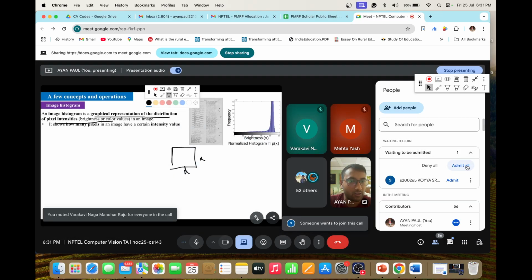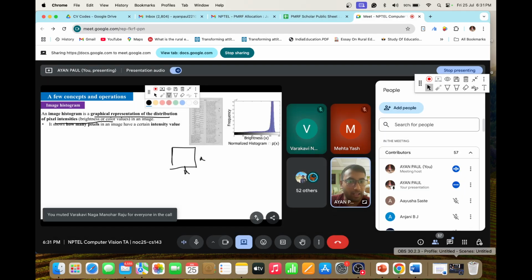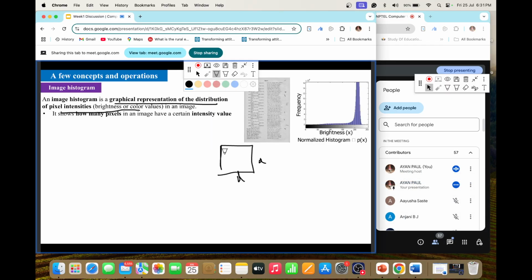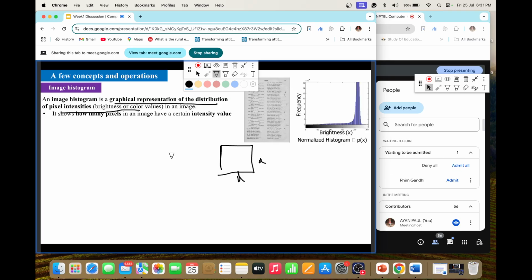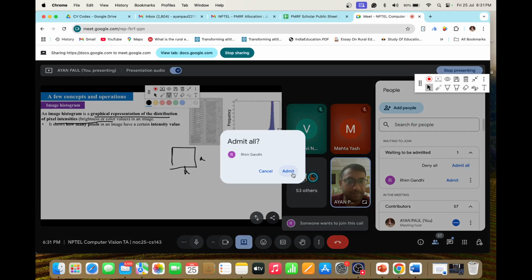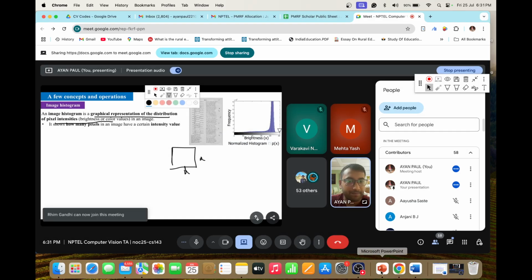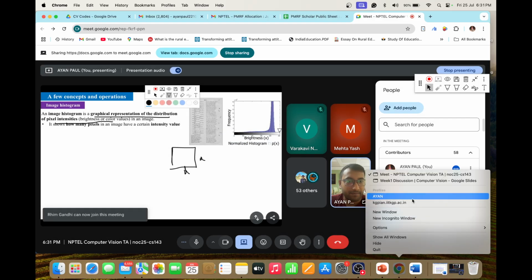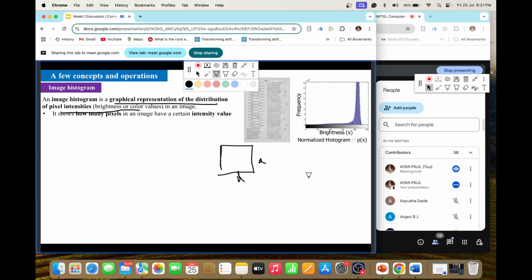So this is the thing, each pixel value occurs a certain number of times. So that is this image histogram.